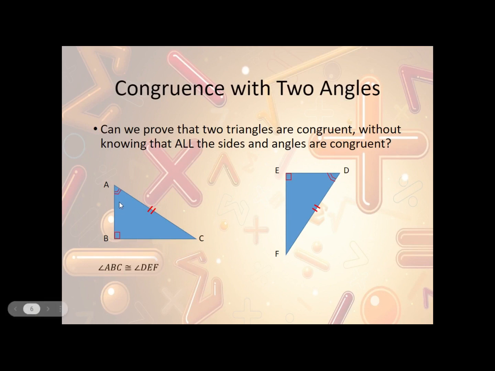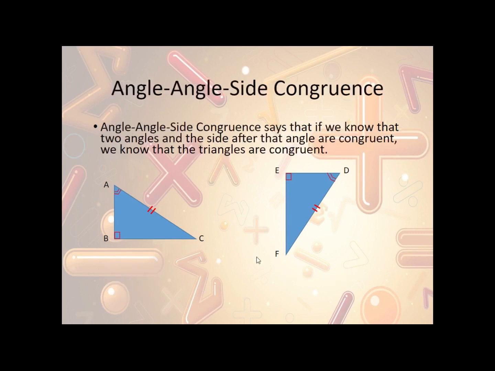We know that angle ABC is congruent to angle DEF. We know that angle BAC is congruent to angle EDF. And we know that AC is congruent to DF. So does that mean that the triangles are congruent? Well, once again, in fact, it does. And it's by using this idea of angle, angle, side congruence.